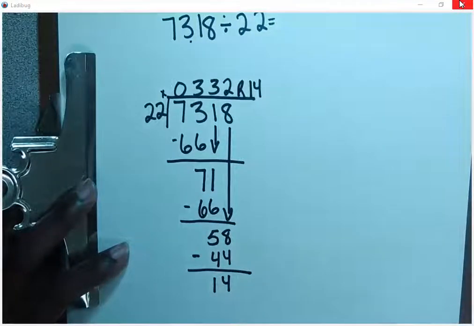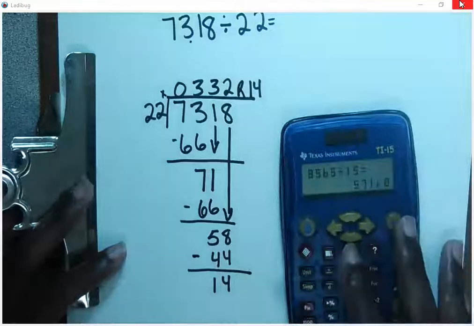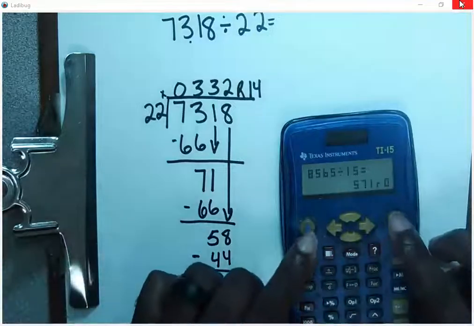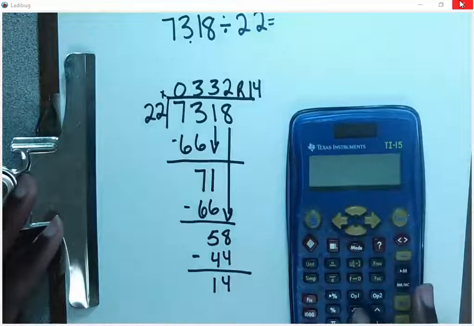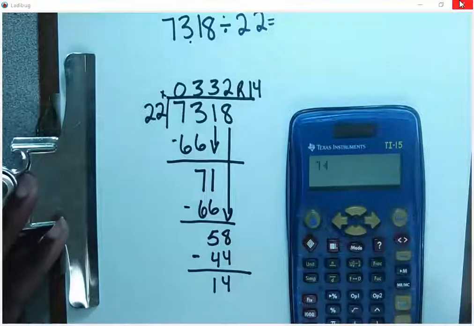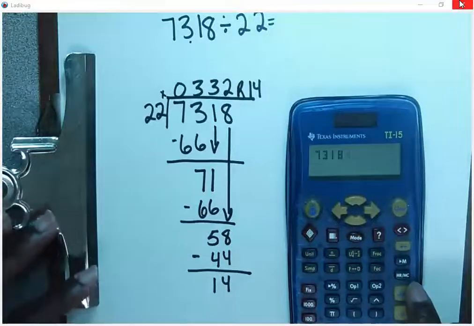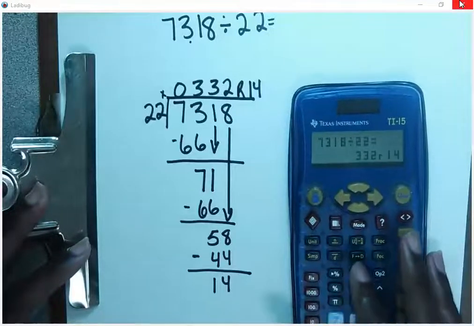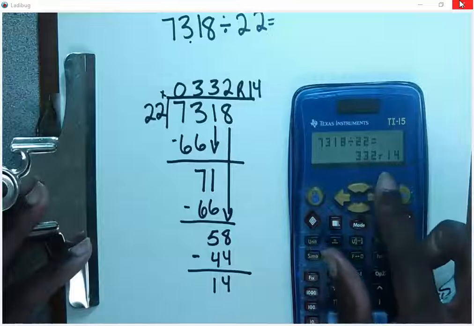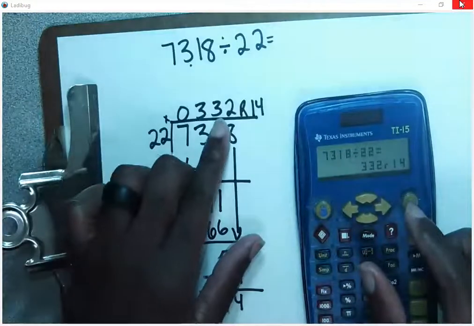So now, let's use the calculator to check our work. Always remember, clear your memory. Hit clear, and I do 7,318. I do my INT divide, which is my top division, because I want an actual remainder. And I do 22. I hit enter. And once again, my answer is 322, remainder 14. So is what we got right here.